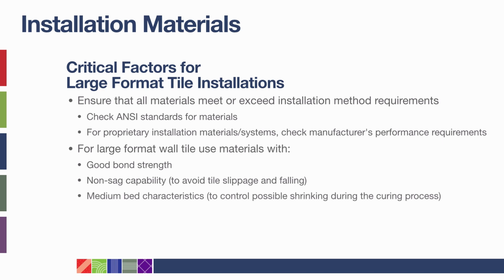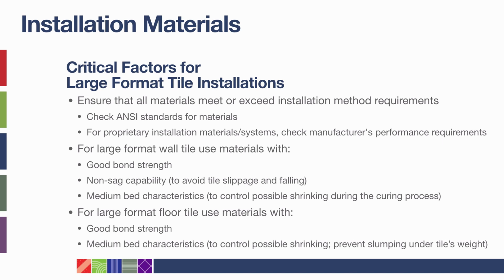Medium bed characteristics are also important to control any shrinking that may occur during the curing process if a thick mortar application is needed for coverage. For floors, it is equally critical to look for materials with good bond strength and medium bed characteristics to both control shrinking and to prevent heavy tile from slumping into the mortar bed.